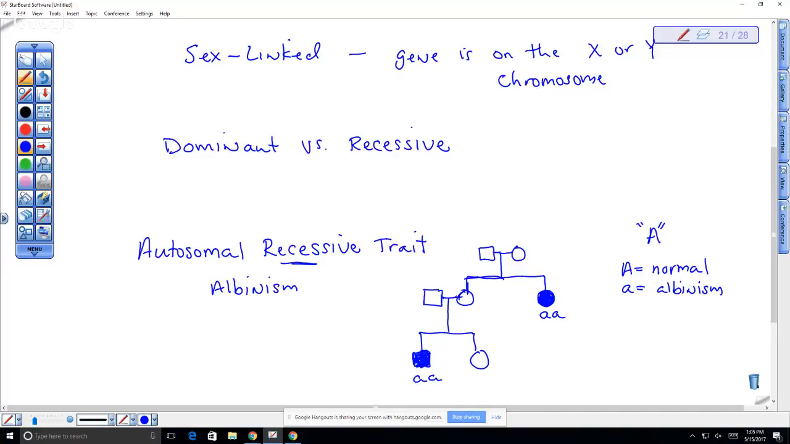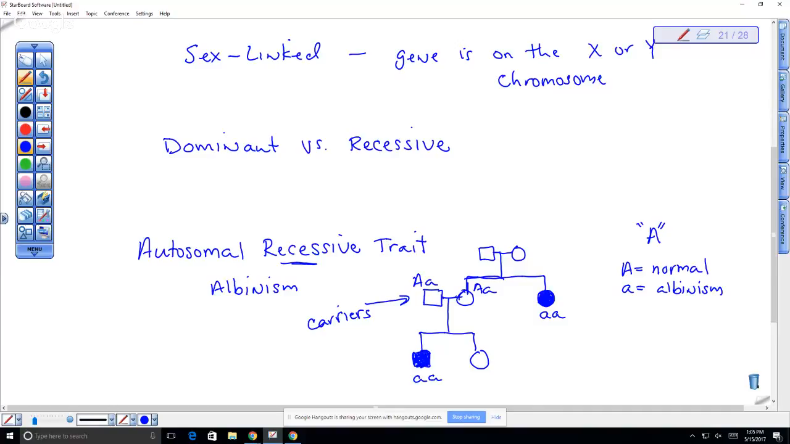Okay. So what must the parents be if they have an offspring that is little a, little a? Big A, little a, big A, little a. Yes. And so we say that in this example of a recessive trait, these individuals are carriers. They carry the trait, they don't have it, but they carry it to the next generation.